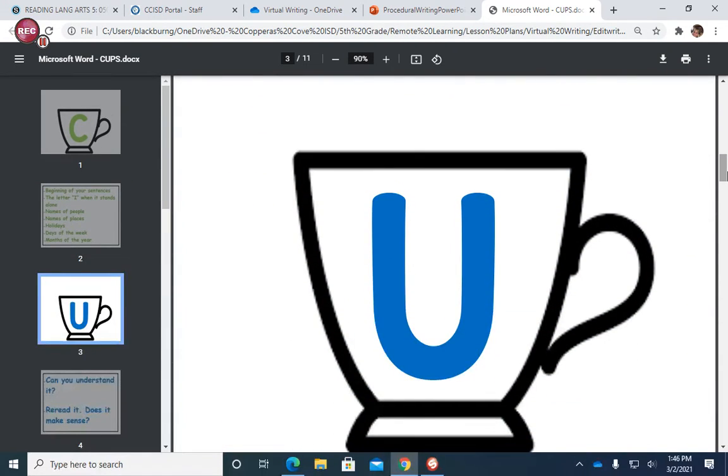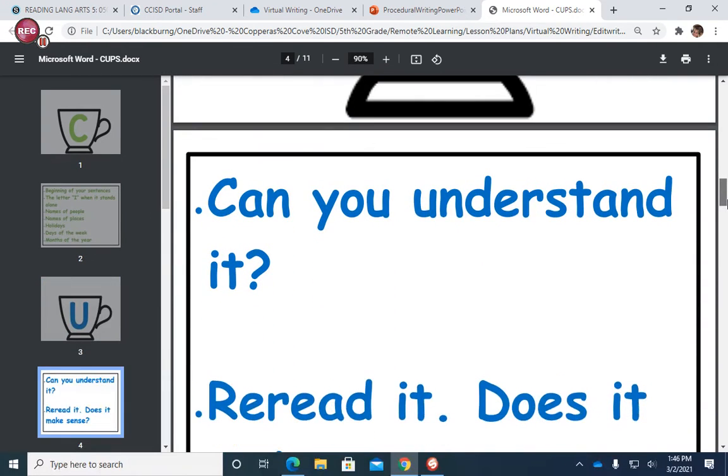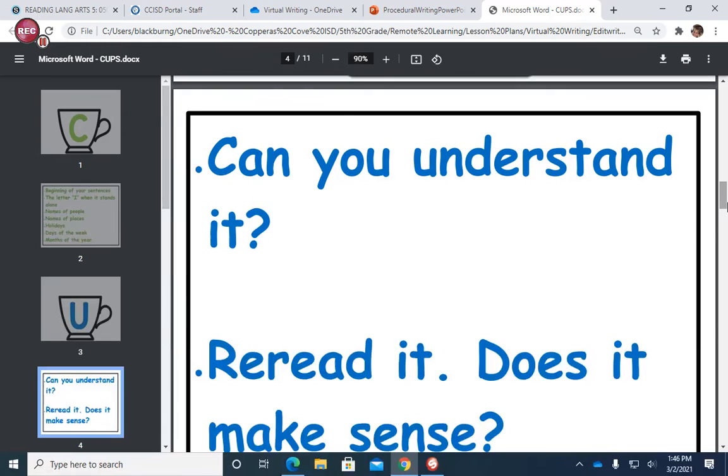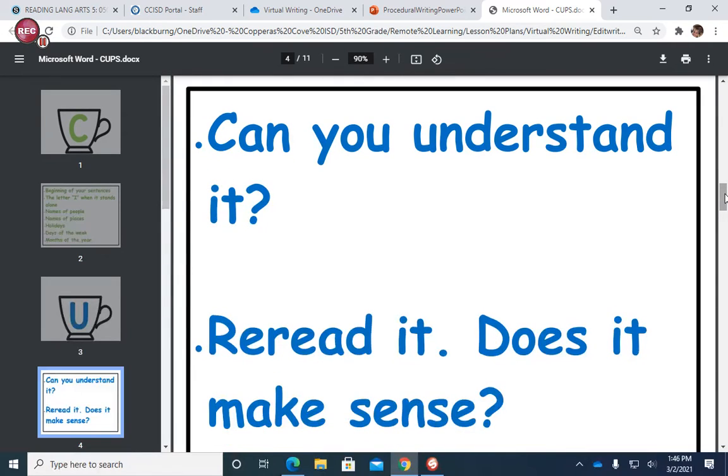Okay, so now we have the U in CUPS. U stands for understand, something you need to ask yourself. One of the things that's really important is oftentimes we write things down, but we don't go back and reread what we write. So make sure that you're slowing your brain down, and you reread it carefully and ask yourself, does it make sense?